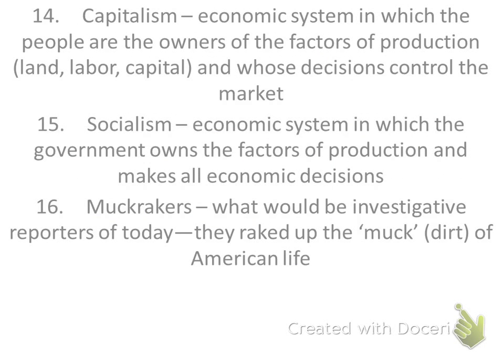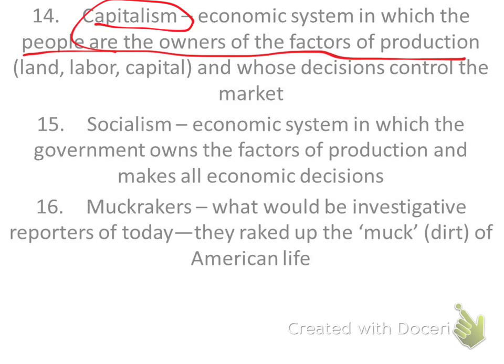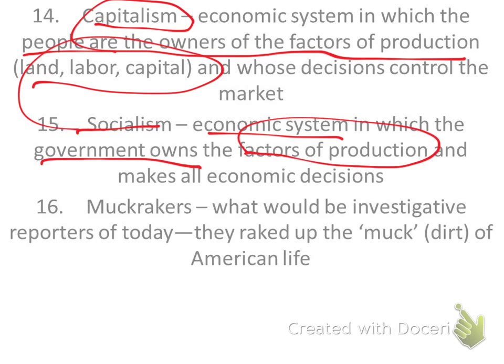All right, real quickly on these, got a couple more slides. Capitalism we have discussed numerous times. The people are the owners of the factors of production, land, labor, and capital. We determine what is produced and how much it is sold for. Socialism, economic system in which the government owns the factors of production. Again, those exact same. Land, labor, and capital. The difference is in capitalism, you and I, the average person, owns those. In socialism, the government owns those factors of production and makes all the economic decisions.